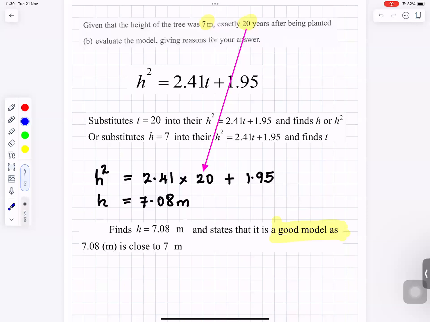Given that the height of the tree was 7 meters, exactly 20 years after being planted, evaluate the model giving reasons for your answer. So we got that equation. We substitute t equals 20, and it gives us 7.08 meters. And you have to state that it is a good model, as that is very close to the answer of 7 meters. So our answer 7.08 is very close to that 7 meters, not much different.